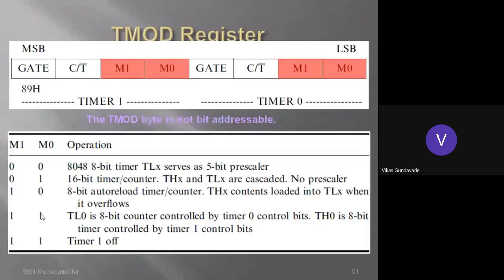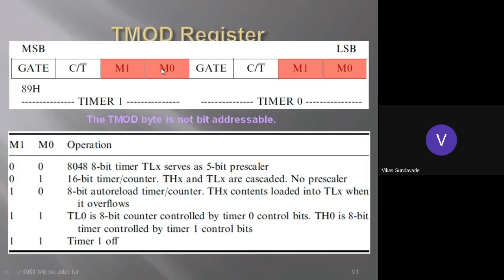Okay. So now when M1 and M0, these 2 bits are 10, then it is called 8-bit auto reload timer counter. So here only 8 bits from TL are used, and the same 8-bit data will get loaded into the TH also. That means for both the registers, the same count will get loaded, and when the count overflows or the counter becomes 0, again that will get auto reloaded, and the programmer need not load the count again. Okay, so it is called auto reload mode.